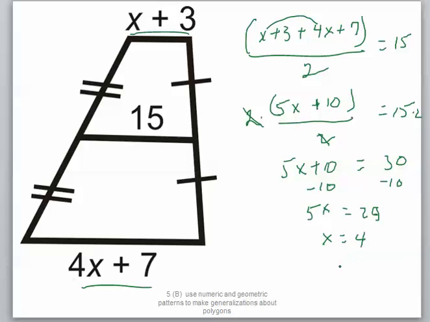Now I can use this 4 and stick it into both equations. 4 times 4 is 16 plus 7, right? So 16 plus 7 is 23, right? And I can stick 4 up here. 4 plus 3 is 7. So I've got 23 and 7. That's 30 divided by 2 is 15. Yep, checked out just fine. That would be my answer that I would have right there.